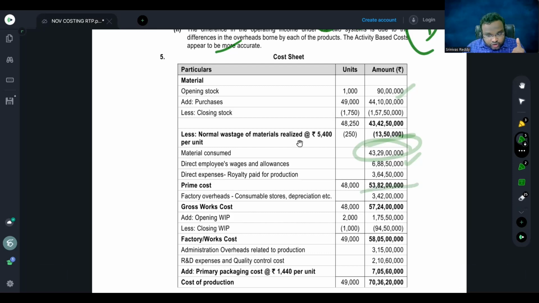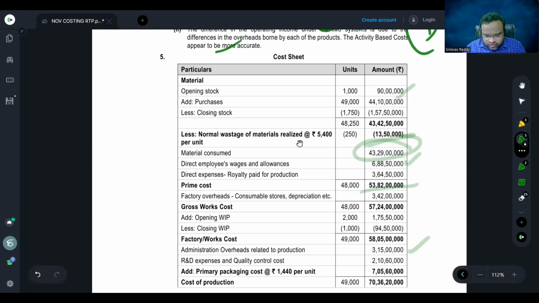For prime cost, what we need to add? Factory overheads. You'll get gross factory cost. Then you adjust opening stock of WIP, closing stock of WIP. Then you'll get the net factory cost. For that, you'll be adding administration overheads related to production and R&D and quality control cost.